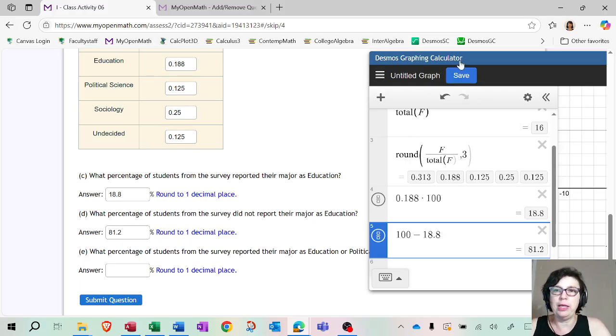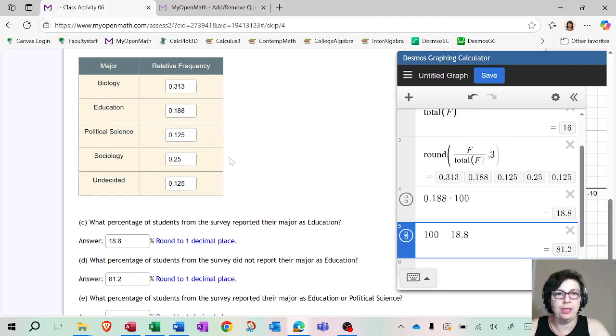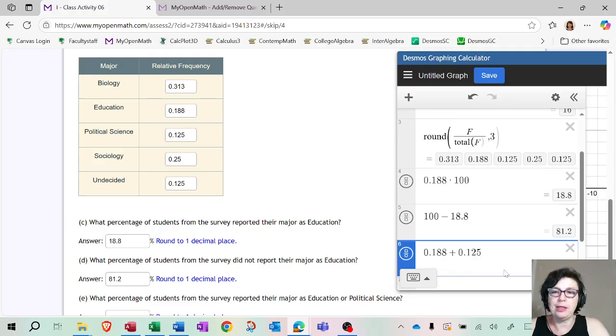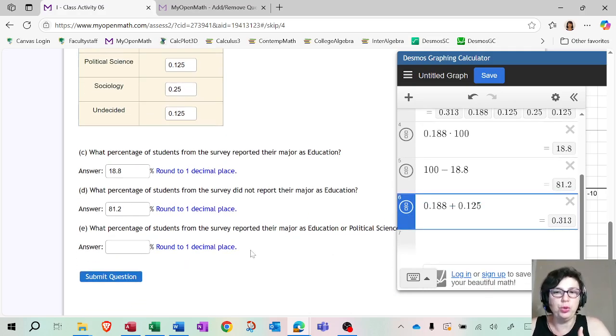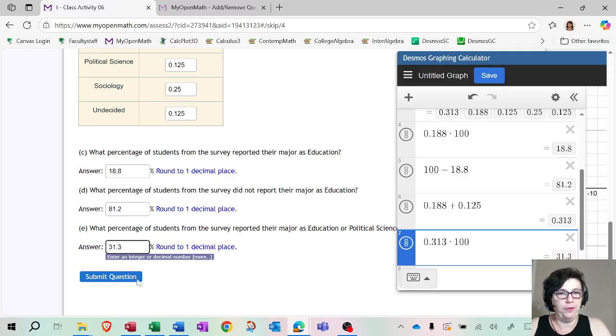Now, this one is the or question. This is education or political science. We are using basically the additive rule for mutually exclusive events, where we just add the corresponding relative frequencies. So education is 0.188 plus political science, that's 0.125. But again, this is not a percent. You need to convert to a percent by multiplying the answer by 100. Okay, so now that would be the final answer.